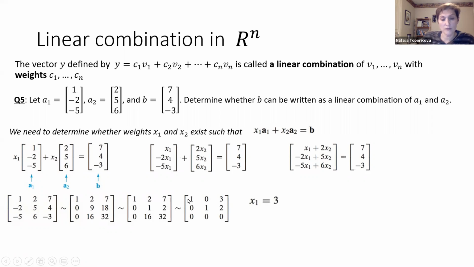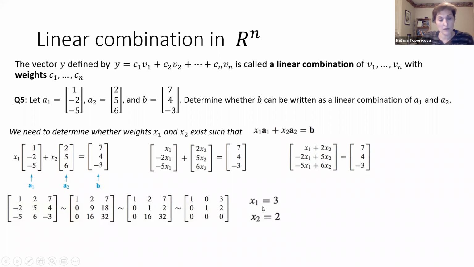Our first pivot element gives us the value of x1 equal to 3. Our second pivot element gives us the value x2 equal to 2. We do not have any other pivot elements. However, our last row is equal to 0, which can be read as 0 times x1, 0 times x2 is equal to 0, which is an absolutely valid equation. So we seem to have a unique solution. And this unique solution provides us with the weights x1 and x2.